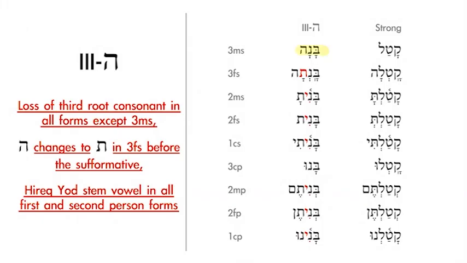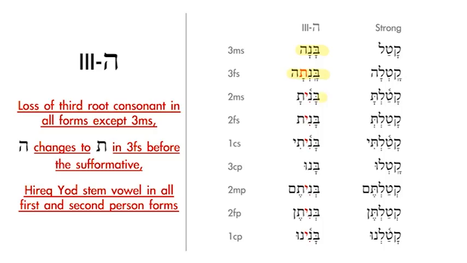In our 3MS or lexical form, bana, we see the Kametz Hey at the end, and that reminds us that this verb is third Hey. In every other form, there is no Hey present in the spelling of the paradigm. In the 3FS form, the Hey has strengthened to Tau before the perfect affirmative Kametz Hey. So you'll have to reconstruct this verbal root by knowing it's from Beit Nun Hey and not Beit Nun Tau in order to look it up in the lexicon.